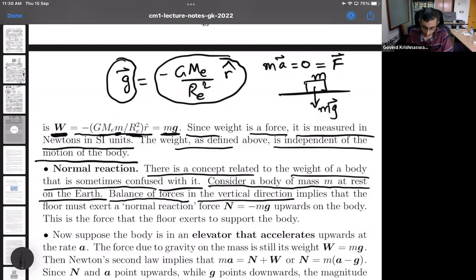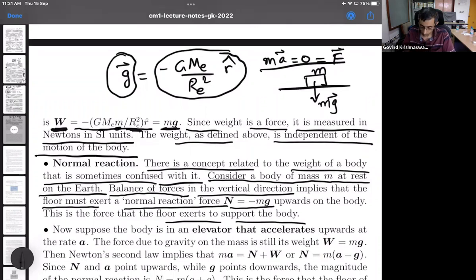We call this force the normal reaction force that the floor exerts on the body. Newton's second law would tell us that its magnitude has to be minus mg, pointing upwards. So this is the force that the floor exerts to support the body. If not a floor, if I was balancing it on my palm, my palm and arm would have to exert a force upward on the body to support it. That is called N, and by Newton's second law, it is equal to minus mg.